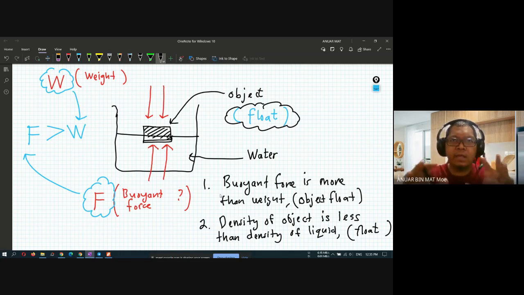Okay, and then vice versa. Vice versa meaning the opposite is also like that. If the density of the object is more than the density of the liquid, the object will sink. When the density of the object is more than the density of the liquid, the buoyant force is also less than the weight, so the object will sink. You just explain the opposite only, right?